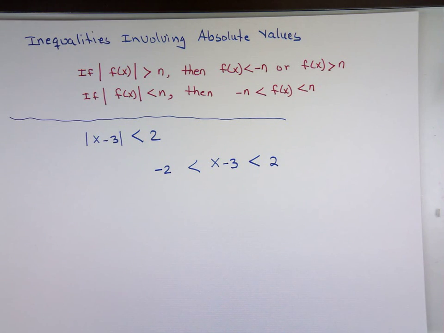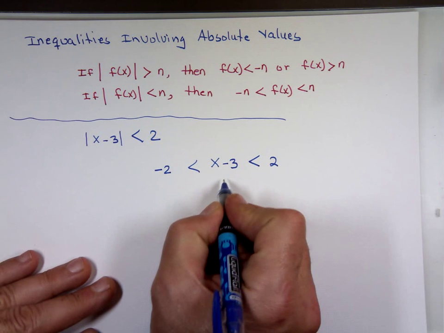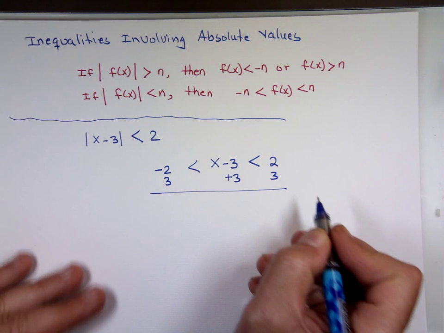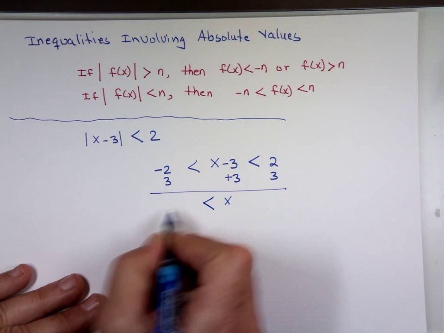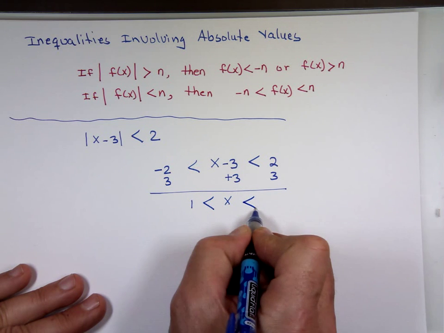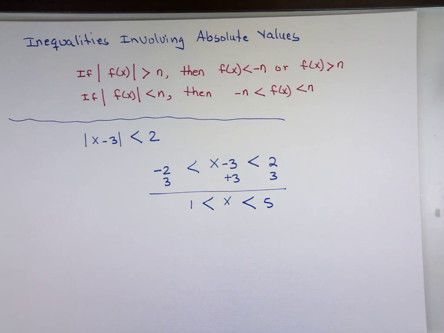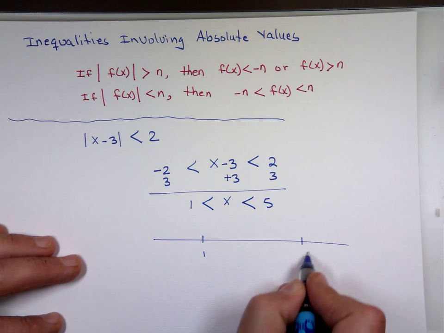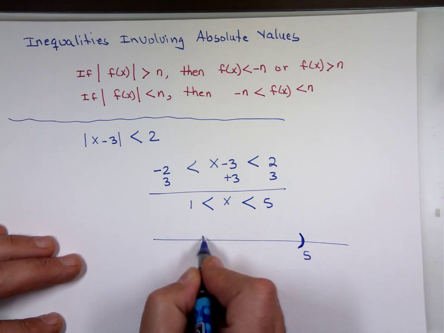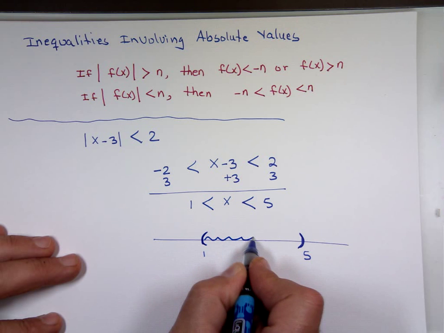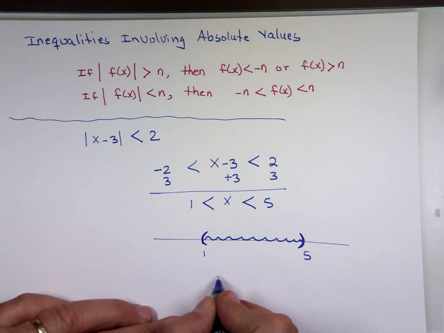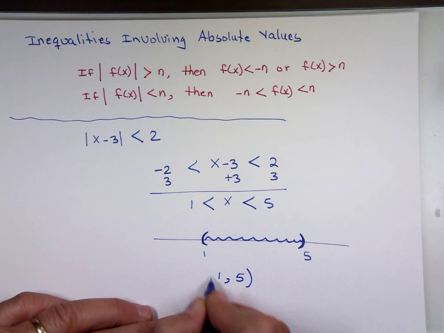Now, how would I solve this? We did that earlier today. What do we do? Add 3 to all three sides. X is greater than what? 1, less than what? 5. So when you graph it, this is the 1, this is the 5, neither one is included, and it's in between them, from 1 to 5. Where's my solution? 1 comma 5, interval notation. Here we go.